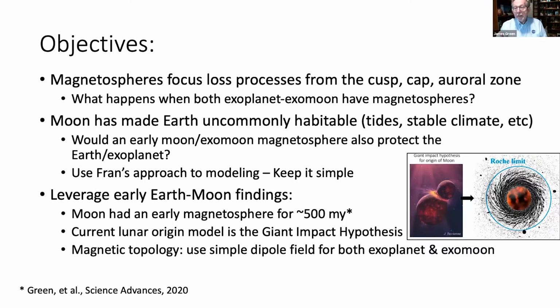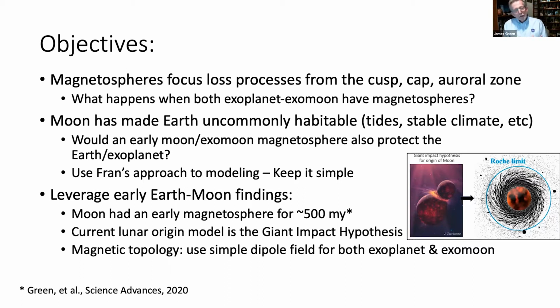And of course, we have heard many times that magnetospheres do indeed focus loss processes from the cusp, the polar cap, and the auroral zone. So what we want to tease out is what happens when both the exoplanet and its exomoon have magnetospheres.